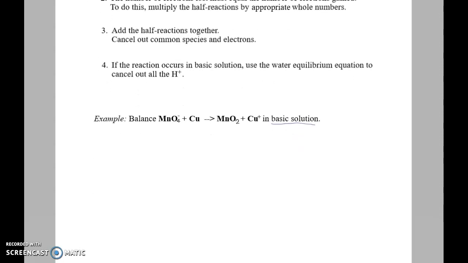Once that has been done, you add the 2 half reactions together and you cancel out the common species and electrons. If the reaction occurs in basic solution, again you must use the water equilibrium equation to cancel out all the hydrogen atoms. So, as an example, we're told to balance this equation in basic solution. So you start by going into half reactions. Then you balance these 2 half reactions.